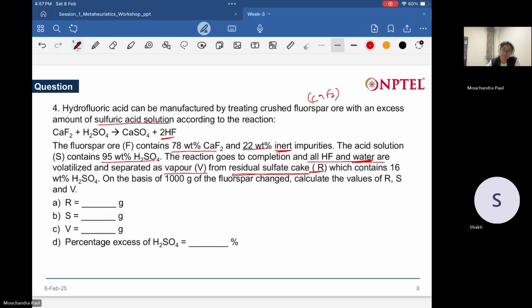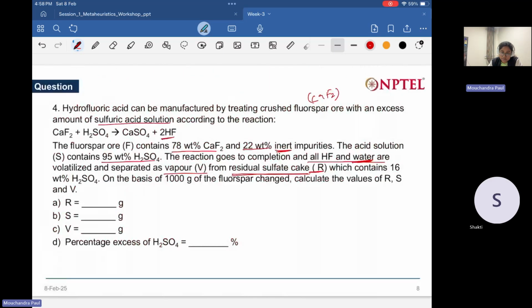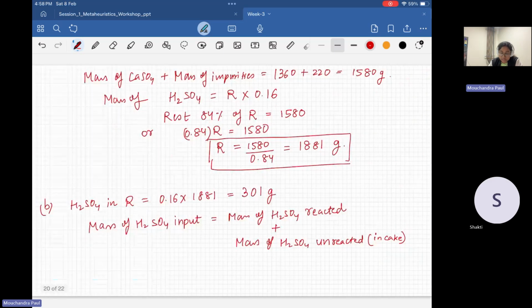Due to H2O... Sorry, can you repeat? Due to H2O support. H2SO4 solution, acid solution. Is it what you're trying to say? Yeah. So in the acid solution, there is water. You're correct. So 95 weight% was H2SO4. So 5 weight% of S will be water.